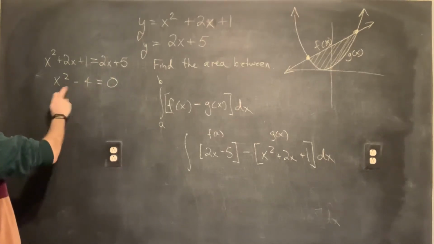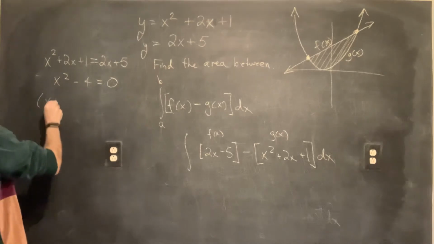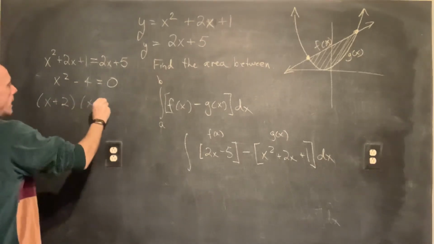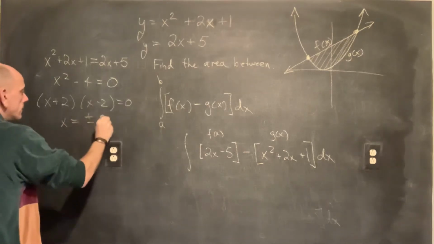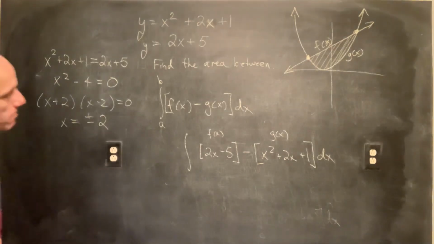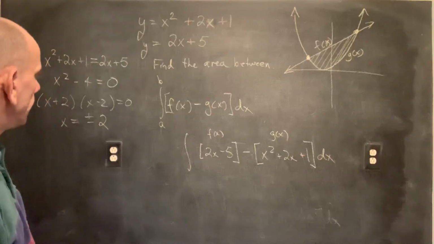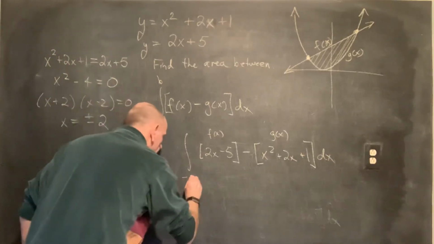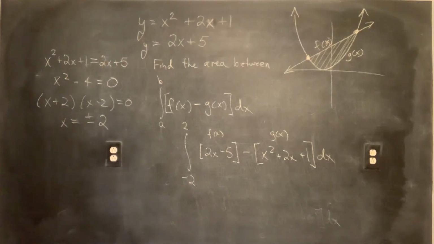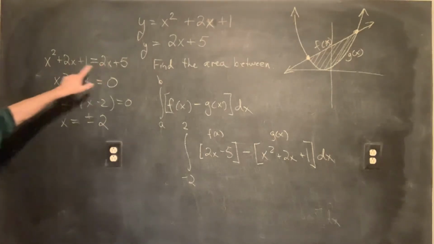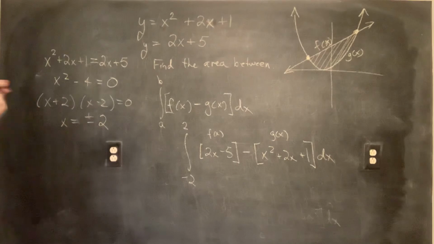This is a difference of two squares. That factors real nice. x plus 2, x minus 2. So we've got x is equal to plus or minus 2. Fair enough. That's easy. So negative 2 down here, positive 2 up here. Double check that I didn't make any errors: yeah, the 2x's go, subtract 5, difference of two squares, beautiful.